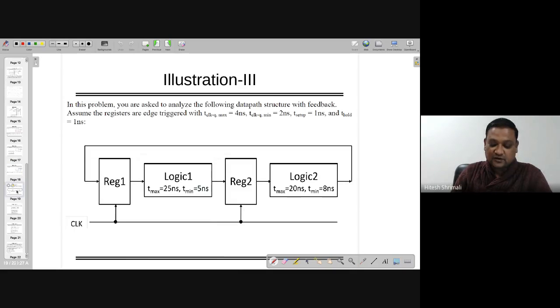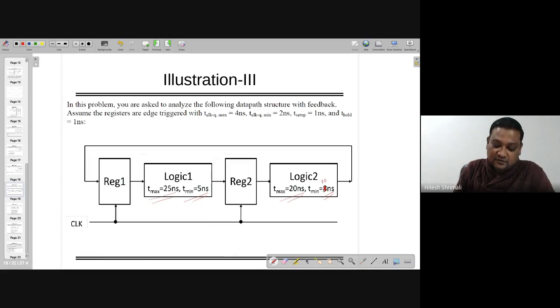Okay, now this is the last example where, in this problem, there are two registers and two logics given with the values of T max and T min. By the way, this value is actually 10 nanosecond, not 8.